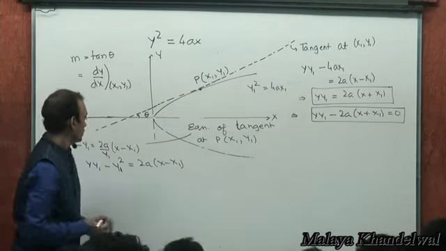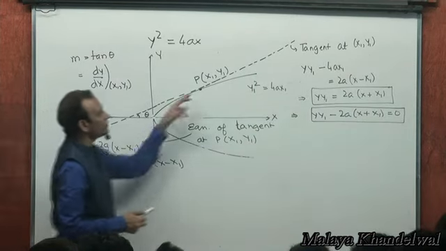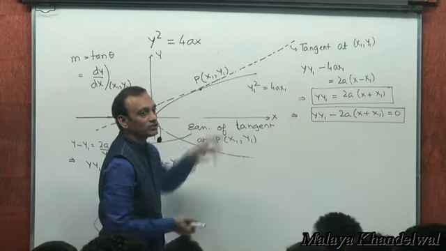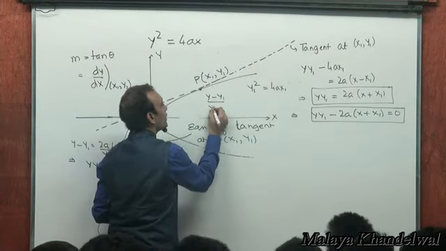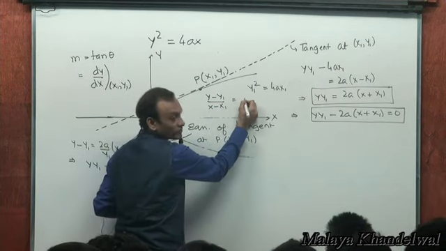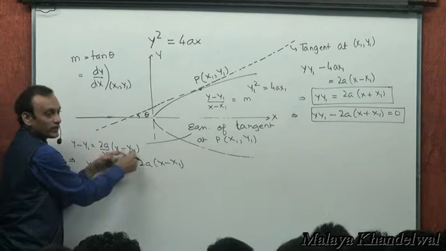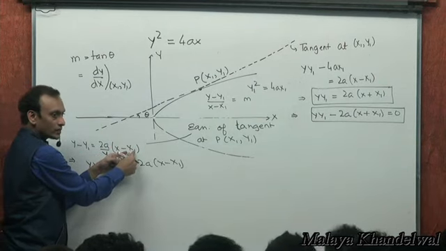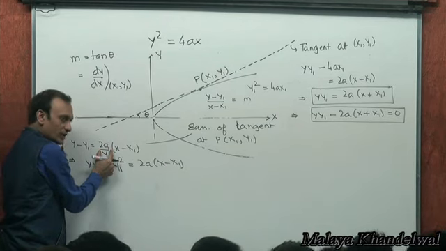What? This you didn't understand. Equation of a line passing through x1 y1 and having slope m. What happens, brother? Y minus y1 by x minus x1 is the slope of the line. So y minus y1 is slope m into x minus x1. No? Y minus y1 by x minus x1 is the slope of the tangent 2a by y1.